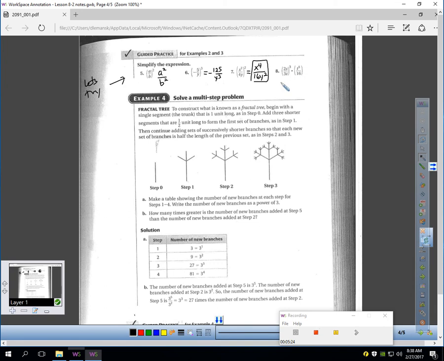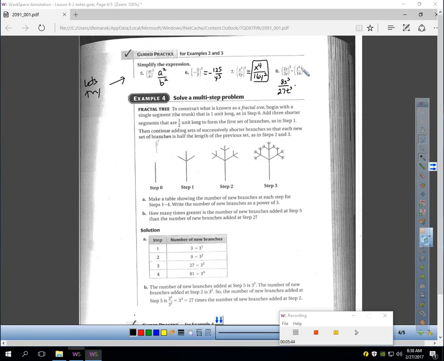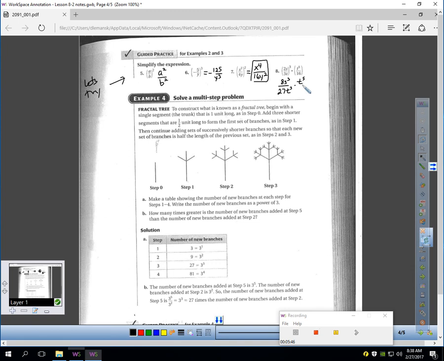And then for this problem, I got to take 2s over 3t and cube it. I got to cube 2, which is 8. I got to cube the s. In the denominator, I got to cube the 3, which is 27, and I got to cube the t. But now I have to multiply by t to the 5th over 16.